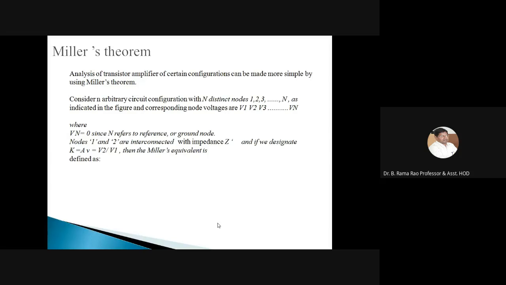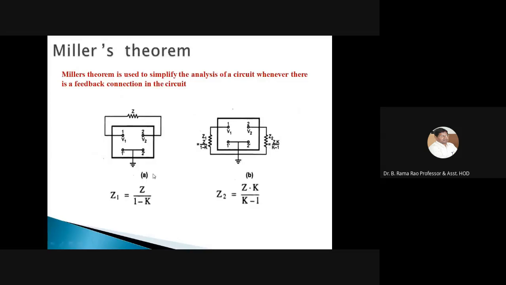Miller's theorem states that the impedance connected between the input and output can be split into two impedances. We are going to connect one impedance between the input and output voltage, and that is split into two impedances. One impedance is Z1 and the other impedance is Z2. Z1 is given by Z by 1 minus K, and the other impedance is Z into K by K minus 1.